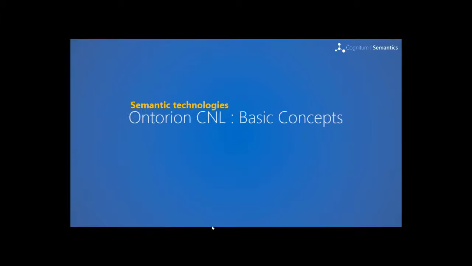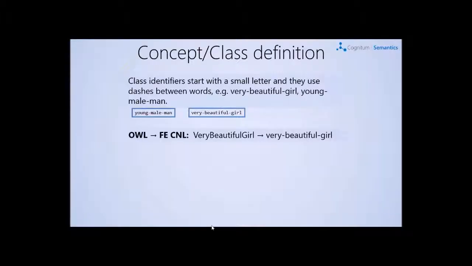OntorionCNL. And so the OntorionCNL is a controlled natural language, as I told you. As you already have seen, in OntorionCNL there are some conventions. So dashes are used for concept names, that's complex concept names. So very beautiful girl, it has to have dashes between the words. And then each OWL name is possible to translate to a CNL name and vice versa.